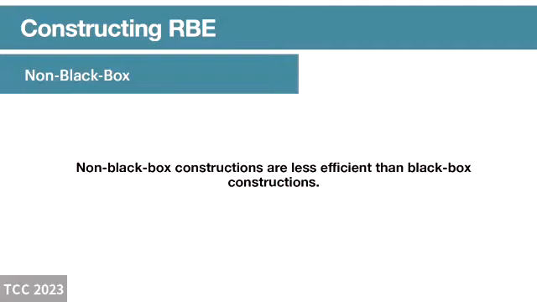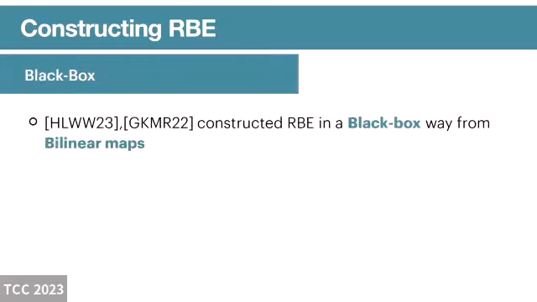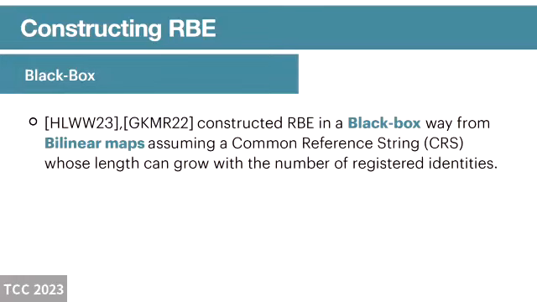Generally, non-black-box constructions are less efficient than black-box constructions. So even if we know how to do something in a non-black-box way, it's always a good idea to go after black-box constructions. So let me tell you what we have about black-box constructions. Hohenberger et al. and Garg et al. both constructed RBE in a black-box way from bilinear maps, but assuming a common reference string or CRS whose length can grow with the number of registered users.